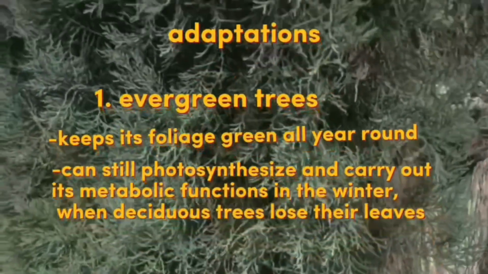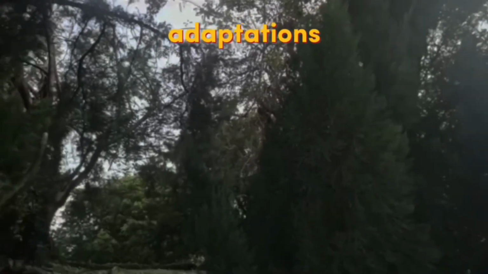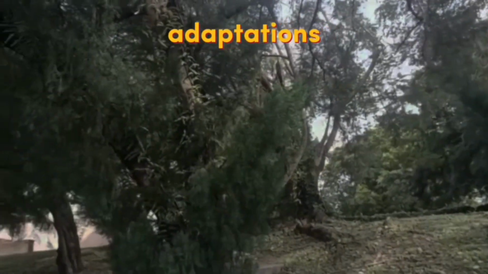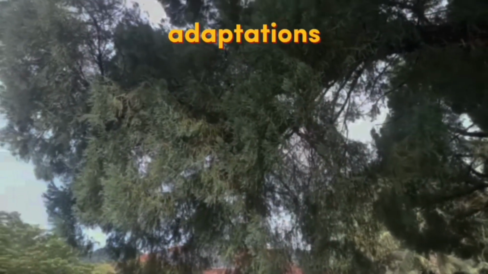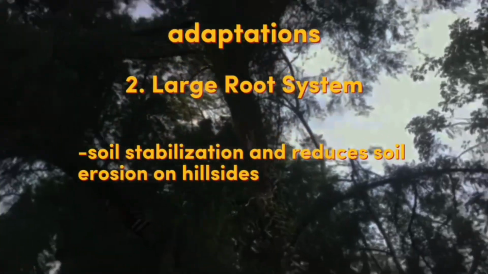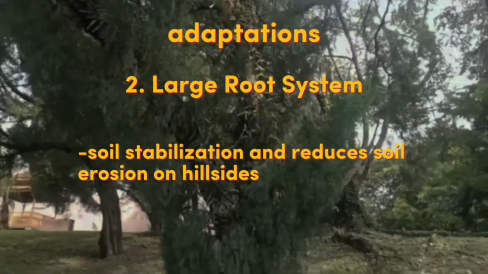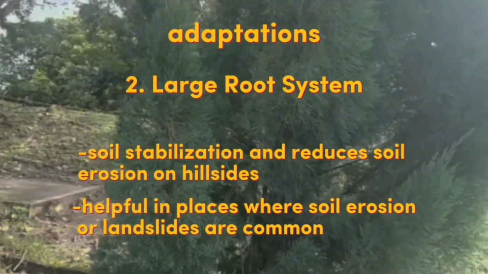When other trees lose their leaves, the Chinese arborvitae's evergreen status gives a variety of species year-round habitat and food supply. Other than that, the Chinese arborvitae's large root system contributes to soil stabilization and reduces soil erosion on high slopes. This is especially helpful in places where soil erosion or landslides are common.